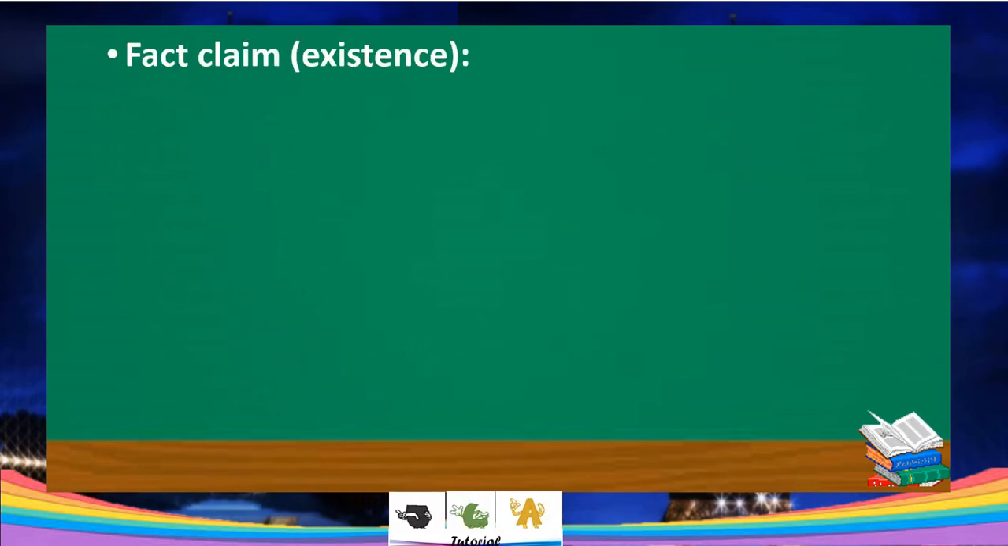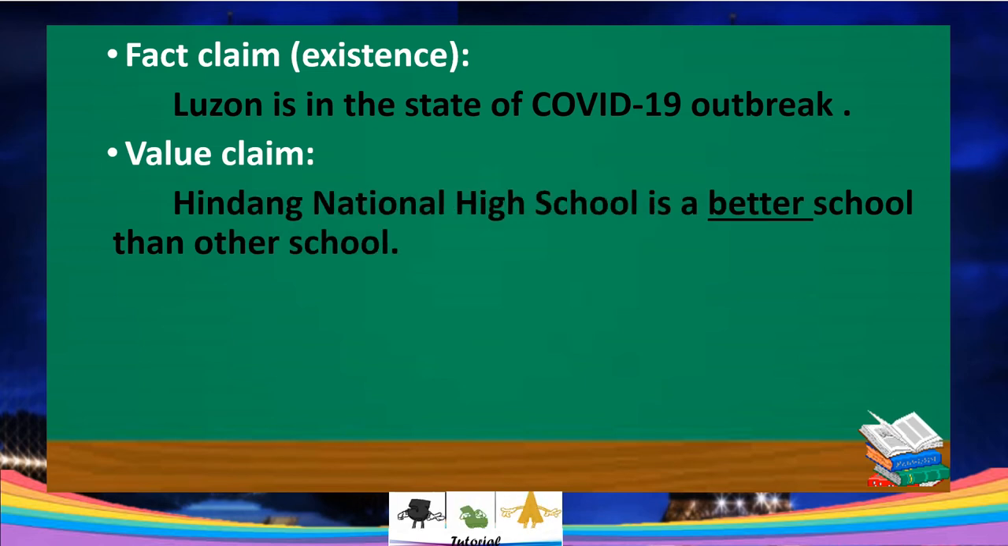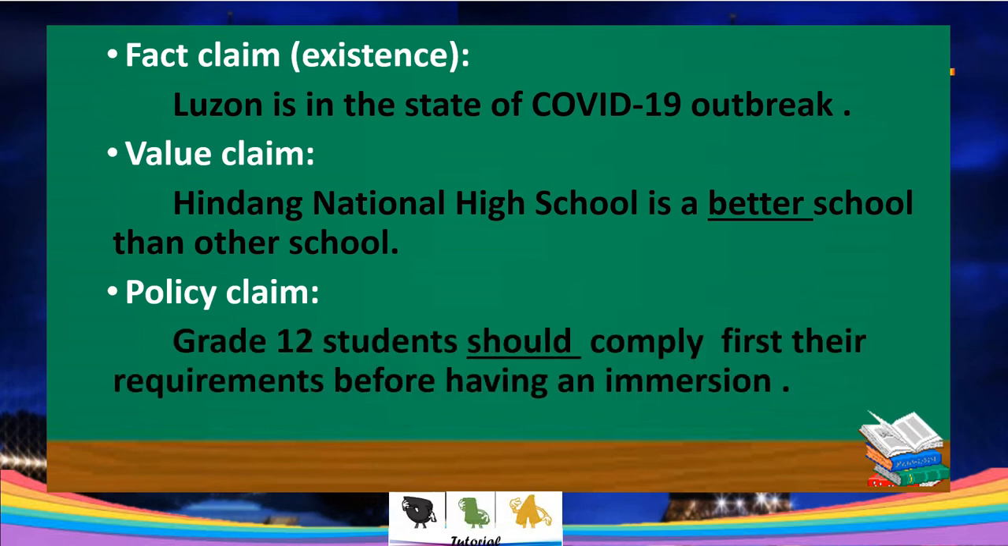Look at here some examples. Claim of fact: The zone is in a state of COVID-19 outbreak. For value claim: Hindan National High School is a better school than other schools. For policy claim: Grade 12 students should comply first with the requirements before having an immersion. So, for claim of fact, it just states an existing COVID-19 outbreak. For claim of value, it states the value of a certain school. And for claim of policy, the school should have a policy that all grade 12 students must comply first with the requirements before they are going to have their immersion.